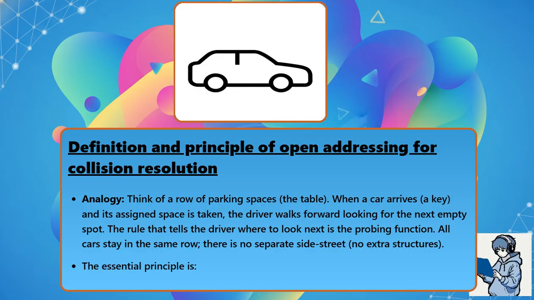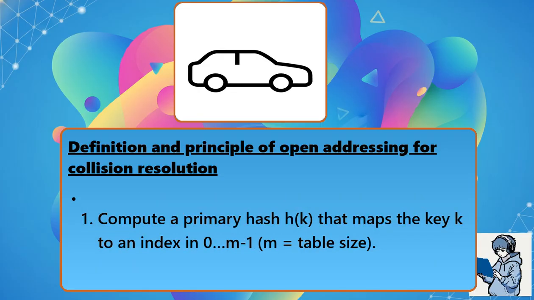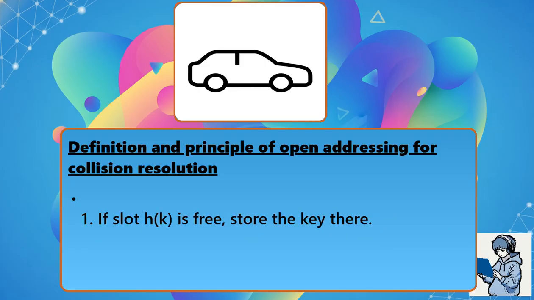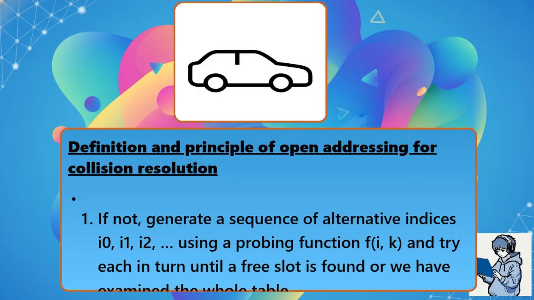The essential principle is: compute a primary hash h(k) that maps the key k to an index in 0 to m-1, where m equals the table size. If slot h(k) is free, store the key there. If not, generate a sequence of alternative indices i0, i1, i2, and so on using a probing function f(i, k), and try each in turn until a free slot is found or we have examined the whole table.